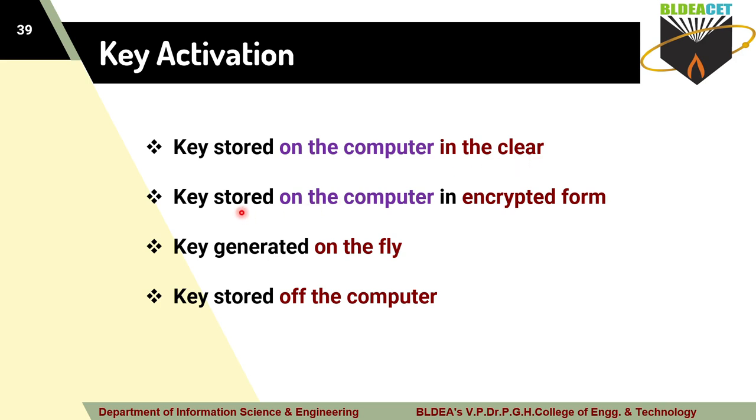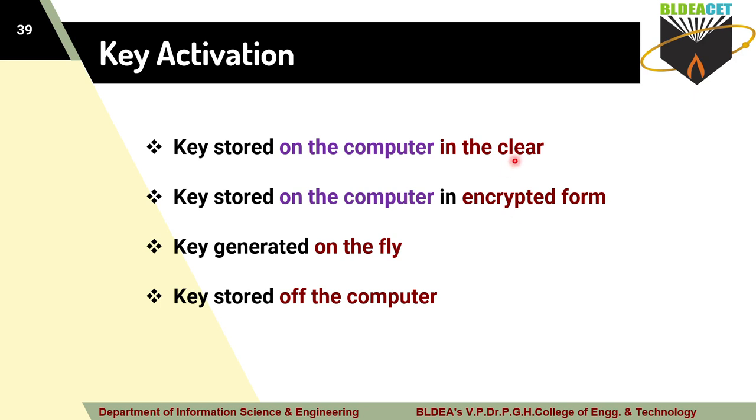One more is key stored on the computer in encrypted form. Now this key is stored on the computer, but it is not in the clear. Clear means you can't see that key directly. So that key is in ciphertext. If it is in ciphertext, you need to activate it, because you need to decrypt. Then only you can have the procedure to view it and use that particular key here.